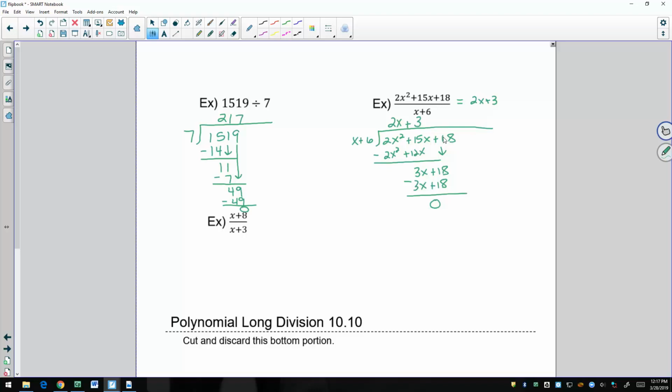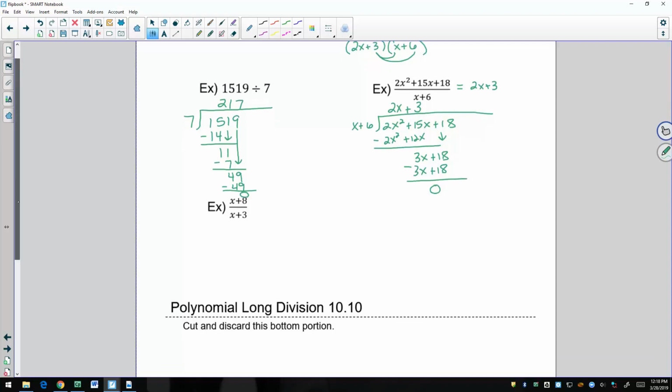Now to check if you did it right, and I should have actually shown you the check over here with numbers, you should be able to multiply your answer with what you were dividing by and get that starting number that was underneath. So again, you should be able to multiply 2x plus 3 by x plus 6. So you would do 2x plus 3, and you would do your double distribute times x plus 6. If you don't get 2x squared plus 15x plus 18 when you're done, that means you made a mistake somewhere. So go back and try to find it.